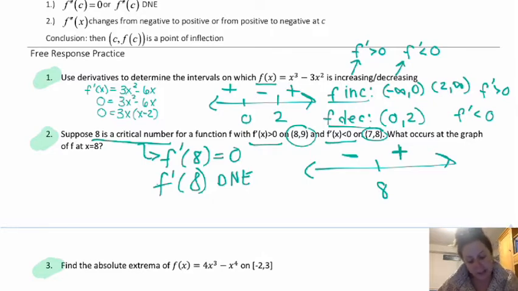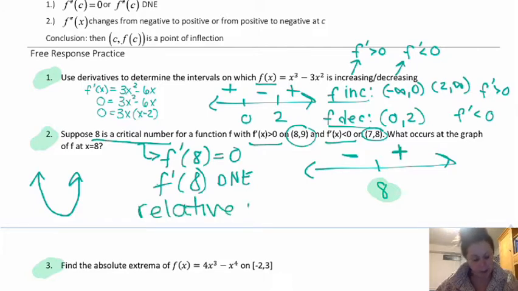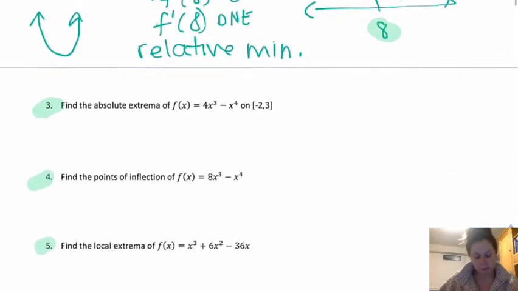Well, since x equals 8 is a critical value, we know that that's a candidate for an extrema, right? And our slope, our f prime, is going from negative to positive. So think about what that would look like. This is a relative minimum on the graph.